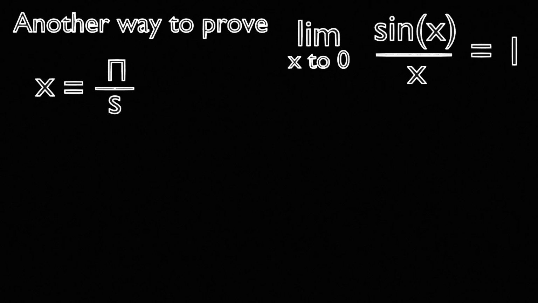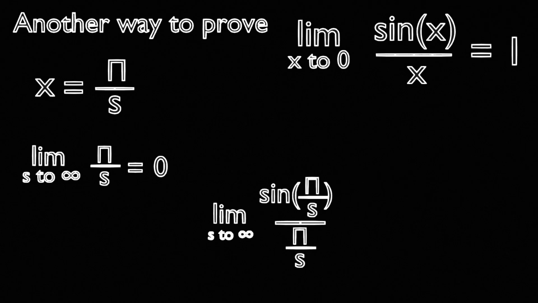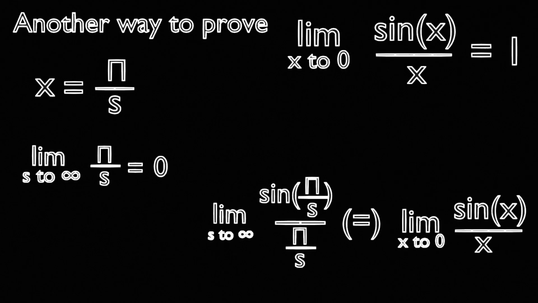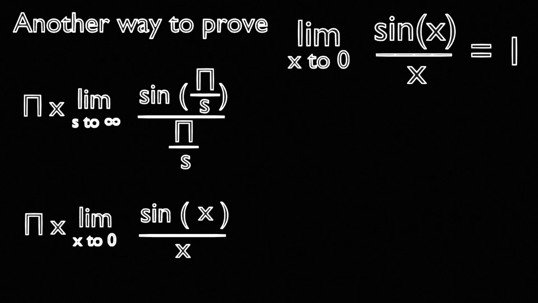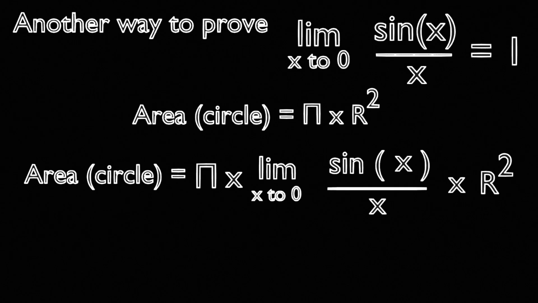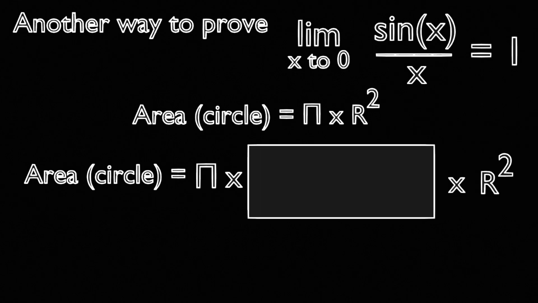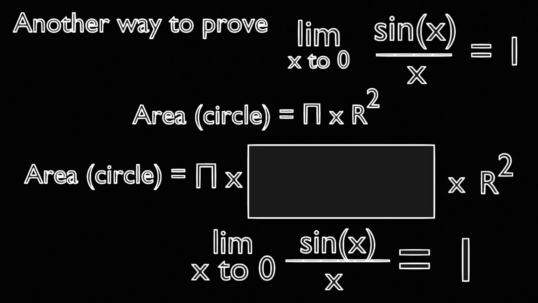The limit of s to infinity of pi over s is equal to 0. Thus, one substitutes pi over s by x in the limit of sine of pi over s when s goes to infinity. The limit becomes sine of x over x when x goes to 0. One must remember that there is a pi multiplying the limit outside. So the limit sine of x over x when x goes to 0 must be equal to 1, because this limit represents the value pi that multiplies r squared. In the equation, area equals pi times r squared. So the conclusion is that the limit of sine of x over x when x goes to 0 is equal to 1.